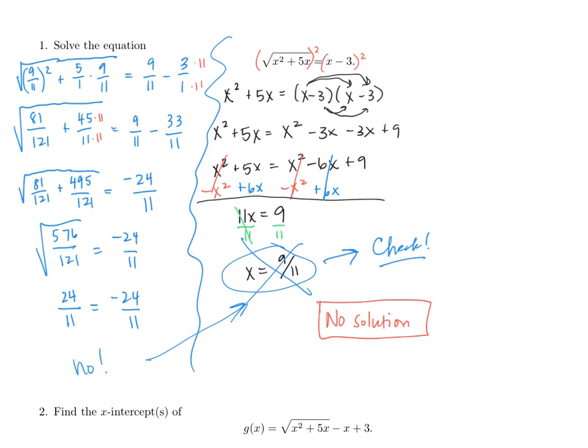Now, way back here, if I saw that I had a square root equal to a negative, I could have stopped right there and said there's no solution, because whatever comes out of the square root has to be positive, can't be negative. So right there I could have known that there was no solution. But if you're just working through it, that's fine. You'll get to the end and you'll see they're not equivalent.